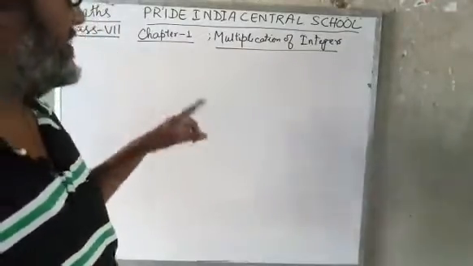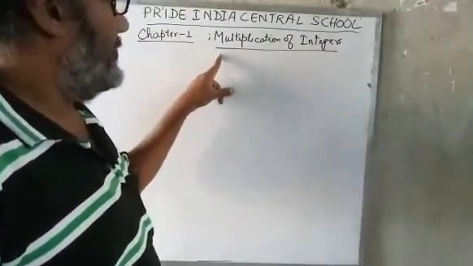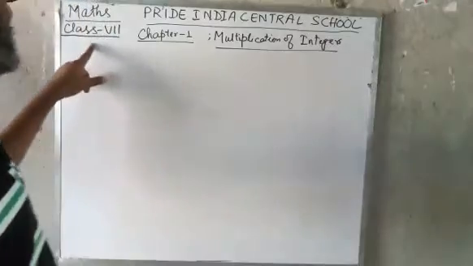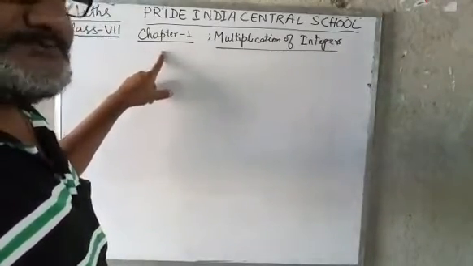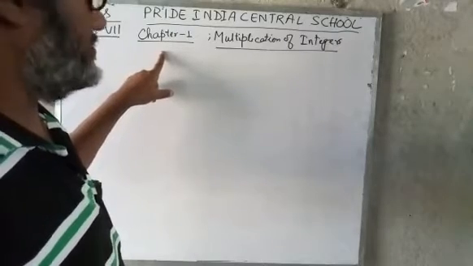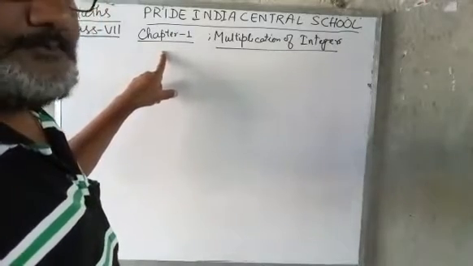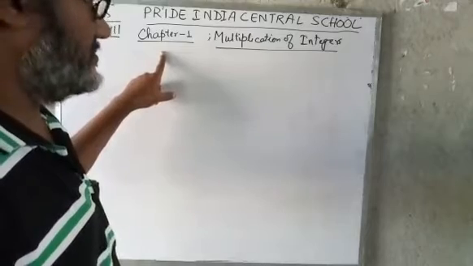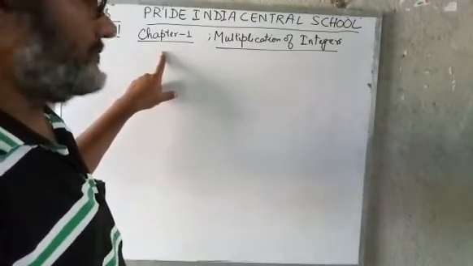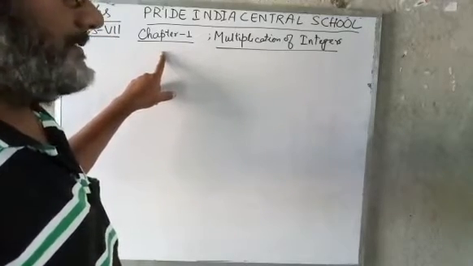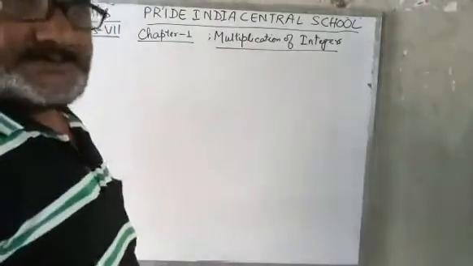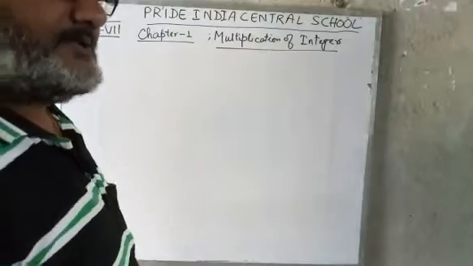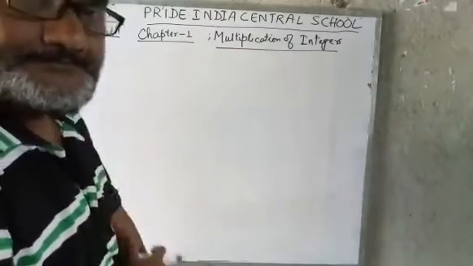Now I am going to start a new topic for class 7 maths in chapter 1. In the previous video you have read about the rules of addition and subtraction and also the absolute value. And today I will teach you how to multiply integers. What are the rules and regulations for multiplying integers?